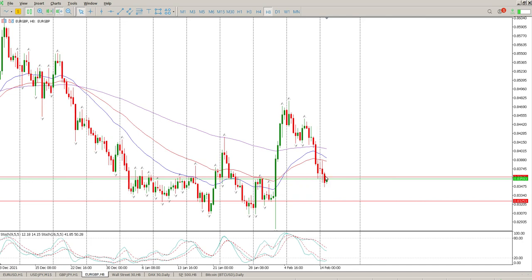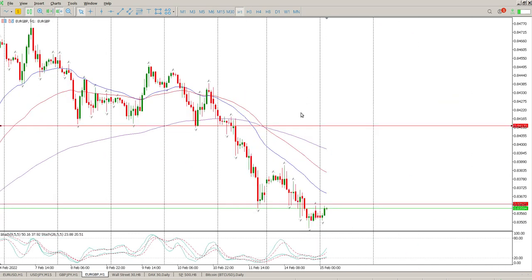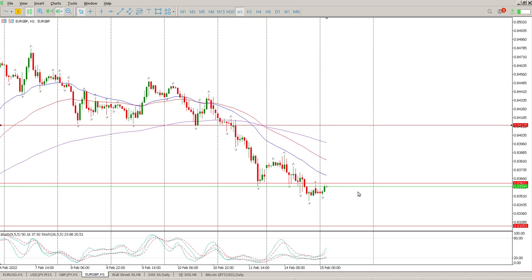So we are through this bit of structure here, and we broke through that top level convincingly yesterday, which is that one there. If I come down to the hour and look at what we have here, you'll see nothing really much. One-way traffic yesterday, one-way traffic the day before, and at the moment we're going sideways.